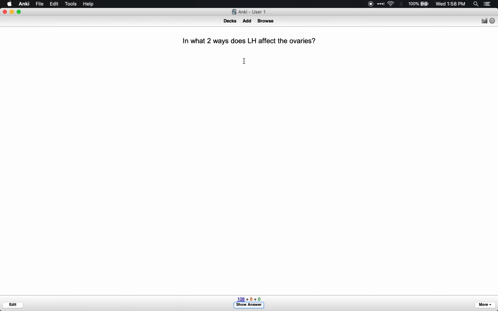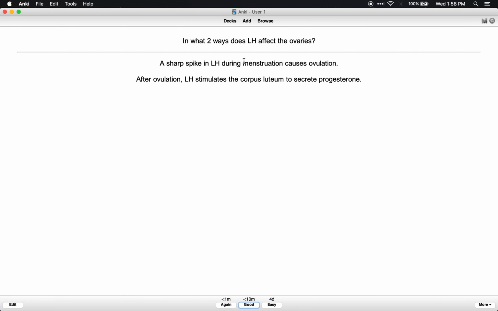In what two ways does LH affect the ovaries at the sharp spike during menstruation? Causes ovulation.